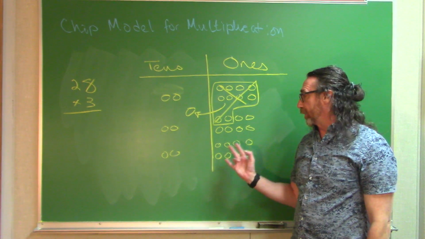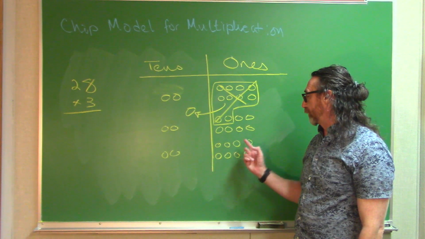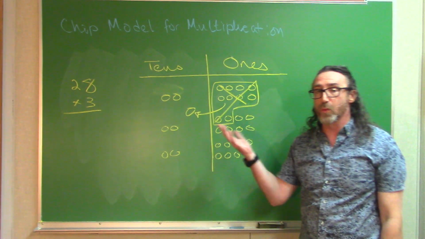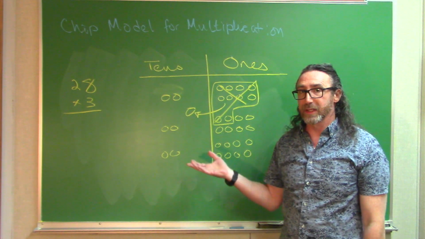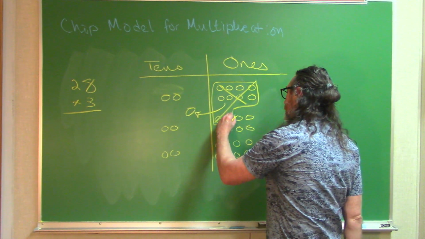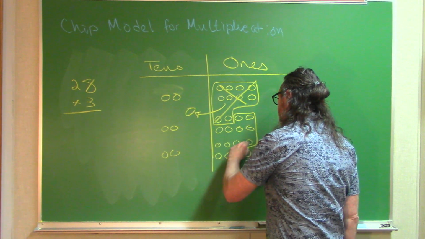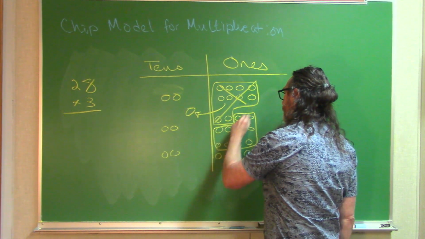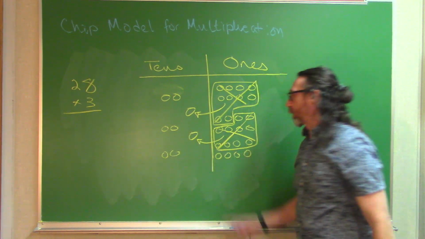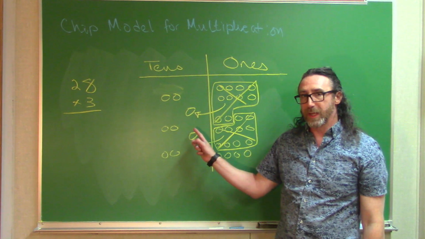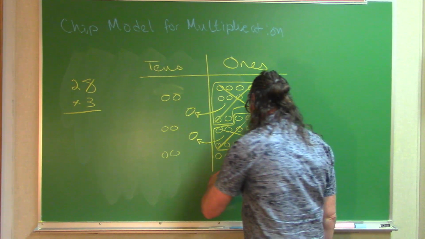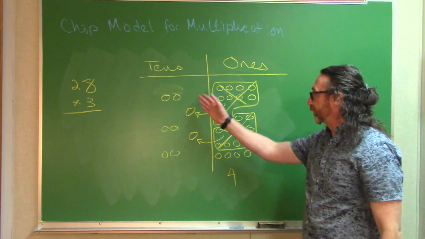Okay, I've made some progress, but there's still more work to do because this is 4, 8, 12, 14. I've still got 14 chips in the ones tray. That's still too many. So I'm going to trade in another 10 chips. These guys go away as well. Give me one more in the tens tray. Now I'm good. I have 4 chips here. And let me make sure I didn't cause any problems over here.